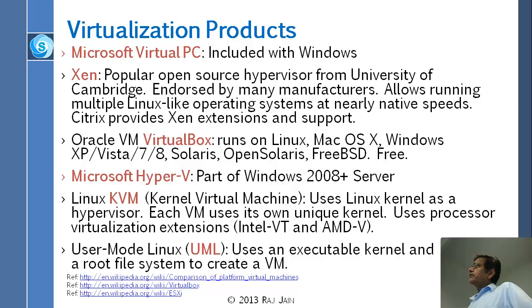So Microsoft Virtual PC, I suppose everybody has used it, right? That is free, and every Windows laptop comes with it. And I suppose it also is available for Mac. So most people are familiar with it. Xen is the next one. Xen is a popular open source hypervisor from Cambridge University. But now it is used in products all the time. So it is endorsed by many manufacturers, and Citrix basically provides the support for it. Just like Red Hat for Unix, you have Citrix Xen.